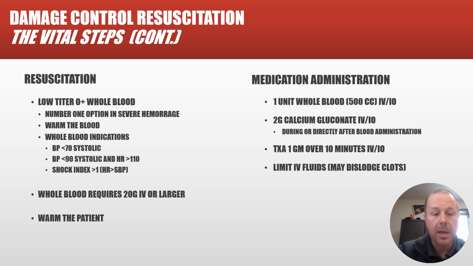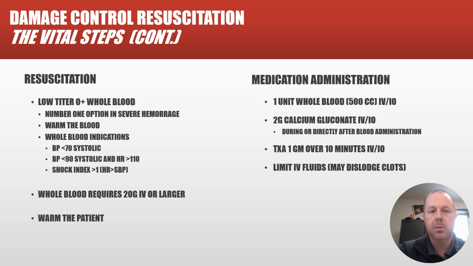Blood pressure less than 90 and a heart rate over 110 gives you that shock index of greater than 1. With your shock index, all you have to do is take your heart rate and divide it by your systolic blood pressure. And if it's greater than 1, per most protocols, that's when you do 1 unit of blood. However, again, with that, it can be provider discretion.